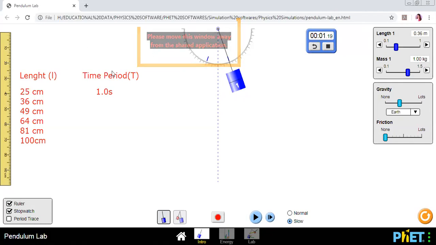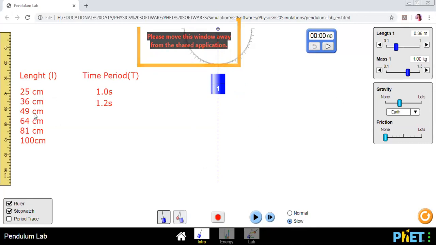Exactly. So write down here, in front of 36 centimeters, the time taken will be 1.2 seconds. How much is the time? So the time taken is 1.2 seconds. Clear? So for 36 centimeters, how much is the time? The time taken is 1.2 seconds. Clear?